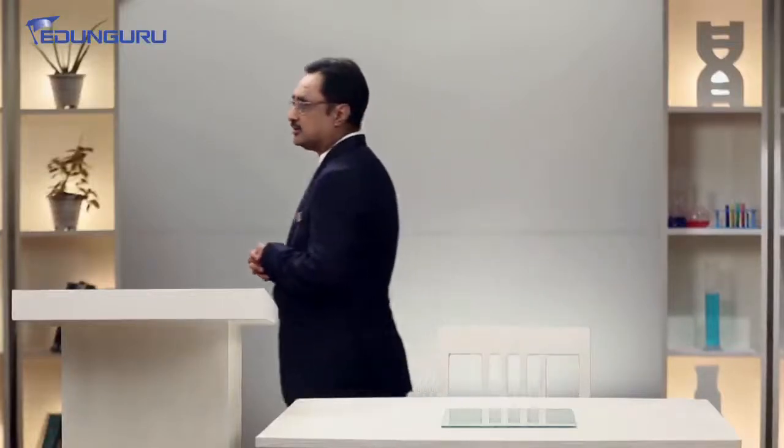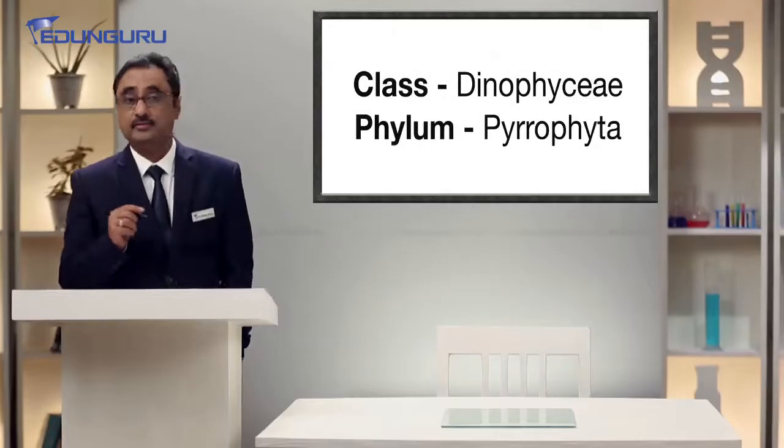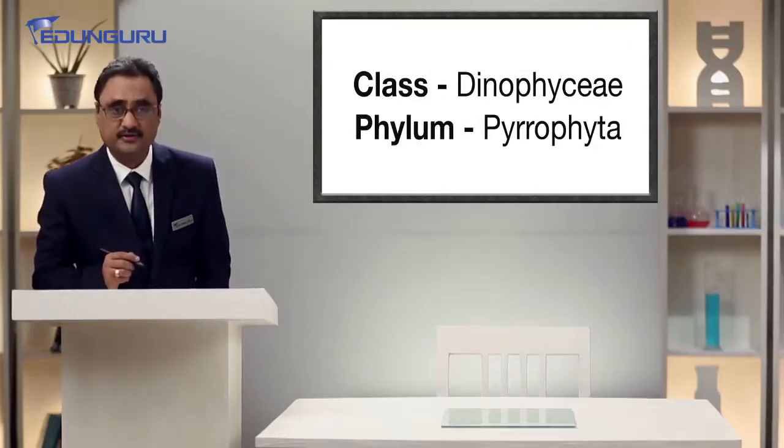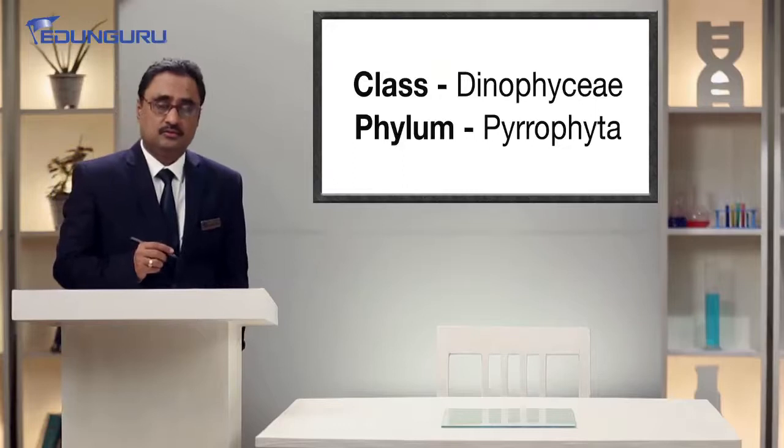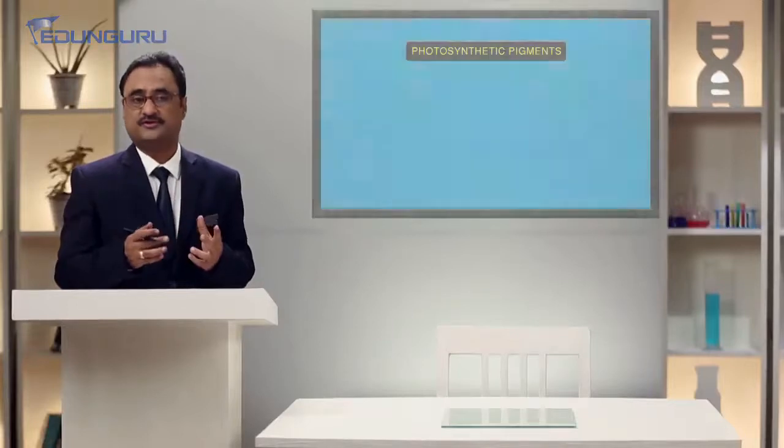This golden brown algae, due to its very specific photosynthetic pigments, has been assigned a very separate group. As far as the group is concerned, we say that basically it belongs to the class Dinophyceae of the phylum Pyrophyta, right? Now, let's talk about the exact photosynthetic pigments.